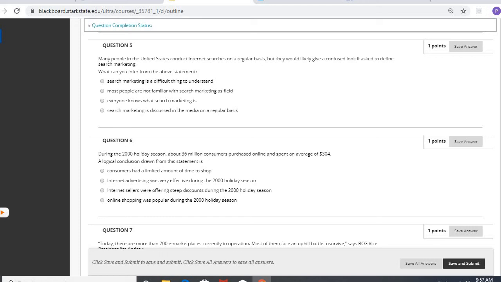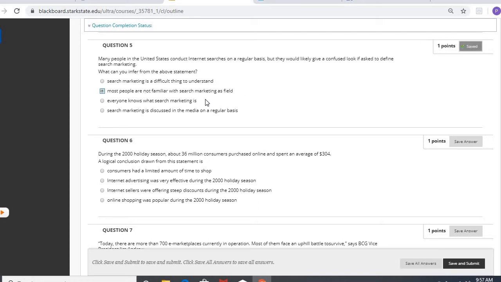What can you infer from the above statement? So it's saying that people know what to do online. They can search things, but if they were asked to define search marketing, like the concept of search marketing, what could we kind of assume? Probably, maybe that it's difficult to understand, but probably that most people are just not familiar with that.